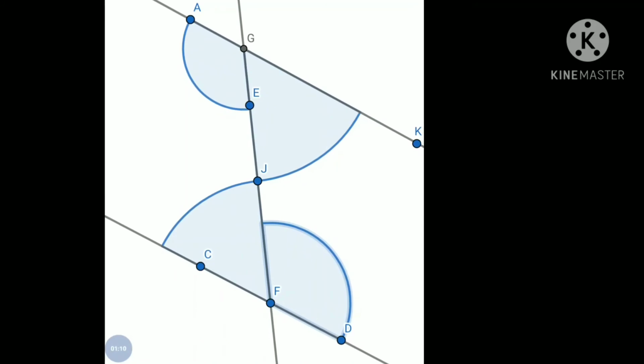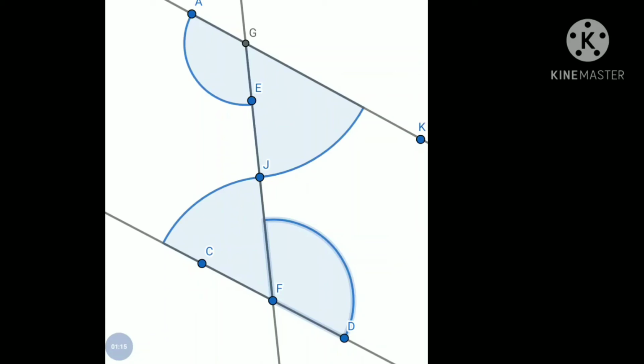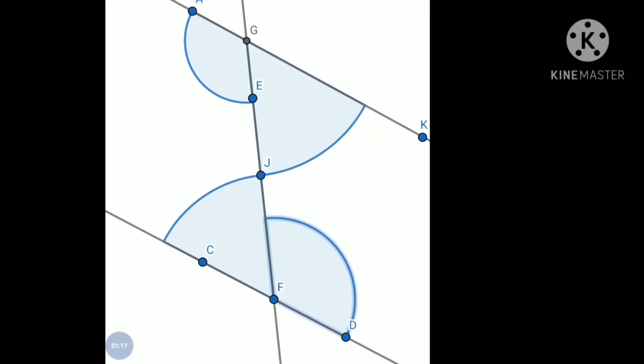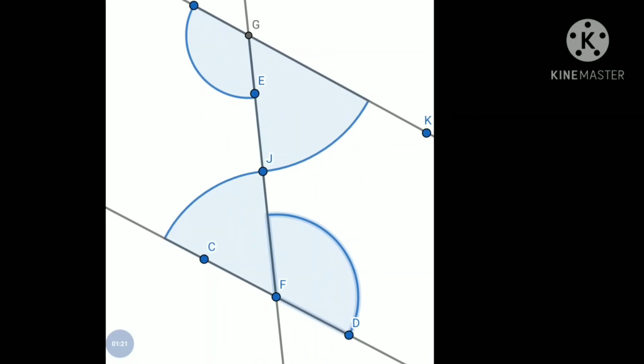According to the position of the angle, we classify angles. Here you can see all the four angles lie inside the lines. So these angles are interior angles.